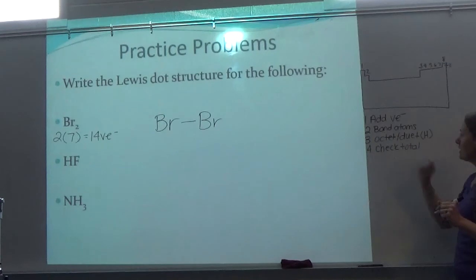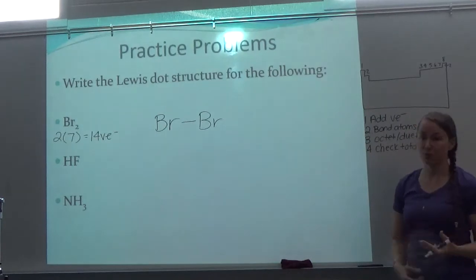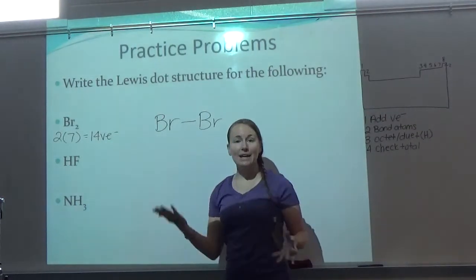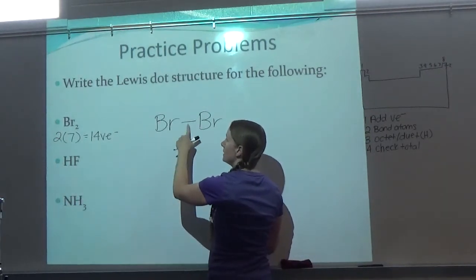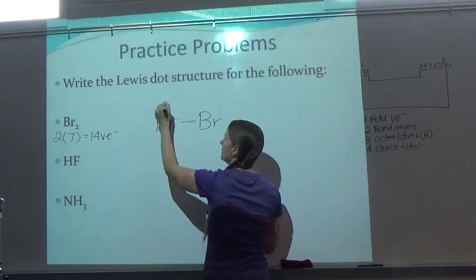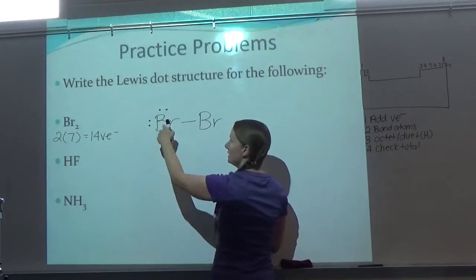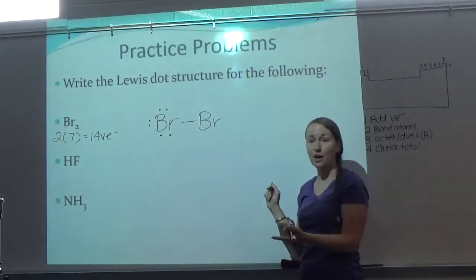Step 3 is octet and duet rule. Well, hydrogen follows the duet rule. For our purposes, everything else is going to follow the octet rule for right now. All right, so that means my bromines want 8 electrons. Well, right now, this bromine has 2 from the bond, so how many more does it need? It needs 6. Okay, so see, now this bromine has 2, 4, 6, 8. So it's stable and good to go.